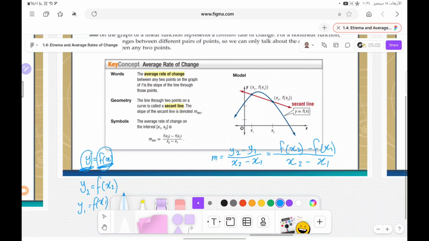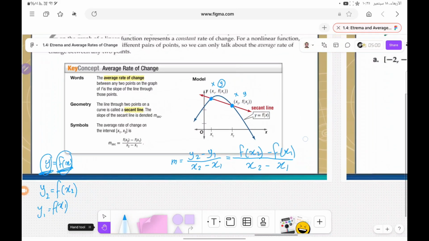So this is what you can see here. To find the average rate of change between these two points, every coordinate has x and y, and we replace y with f of x. So this one is x1 with f of x1, and this one is x2 with f of x2, and we can find our average rate of change.